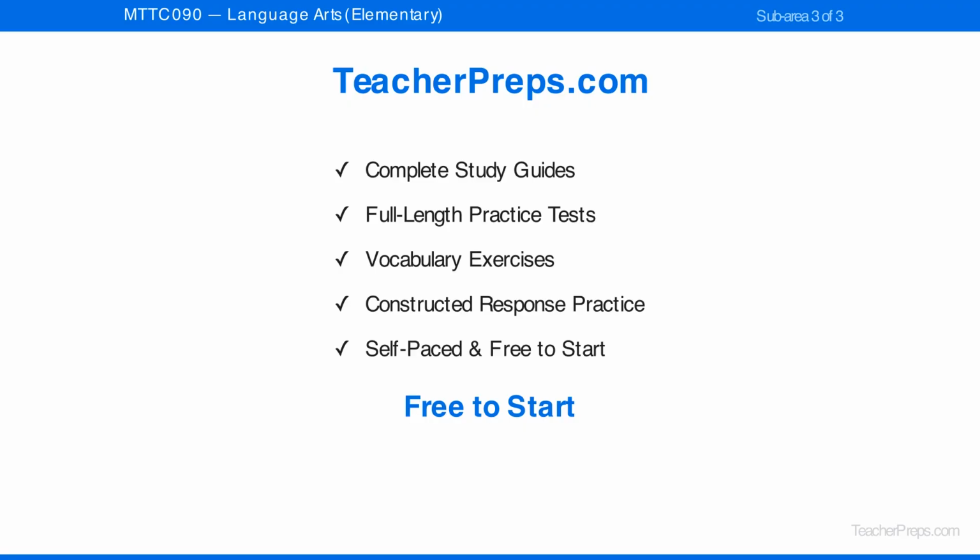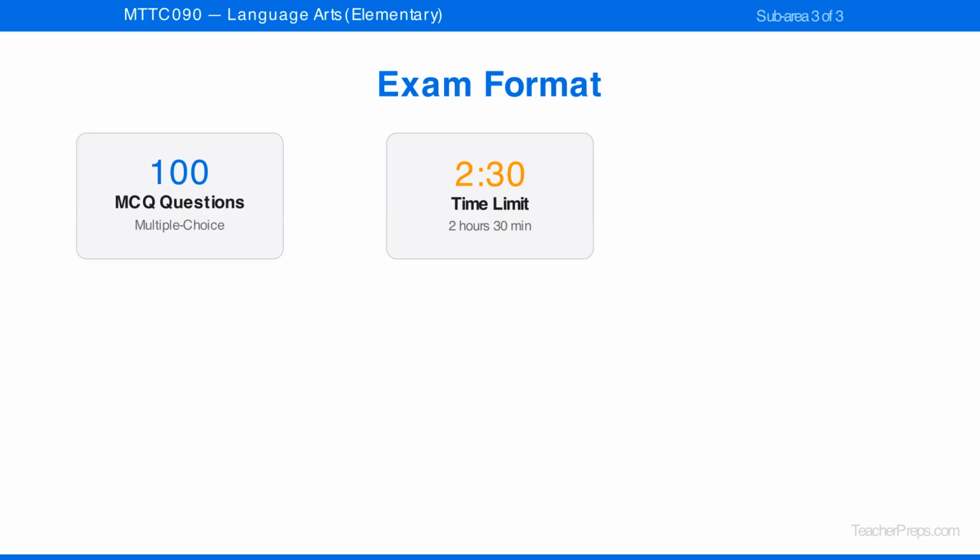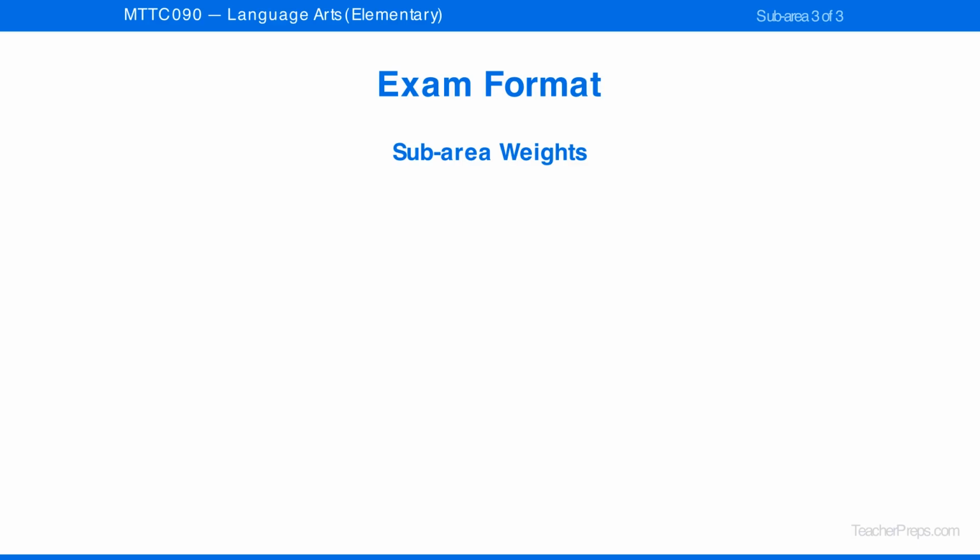Let's begin. Let's start by understanding the exam format. The MTTC 090 Language Arts Elementary exam has 100 multiple-choice questions, and you'll have 2 hours and 30 minutes of testing time. Before your testing window begins, there's a 15-minute tutorial to get familiar with the computer-based testing interface. Now let's break down the timing. If you divide 150 minutes by 100 questions, that gives you exactly 90 seconds per question, or 1.5 minutes each.